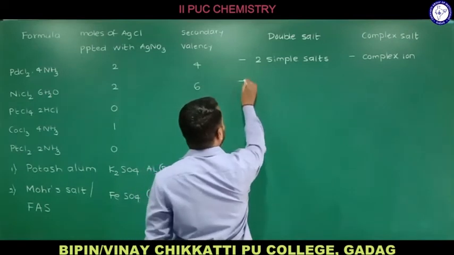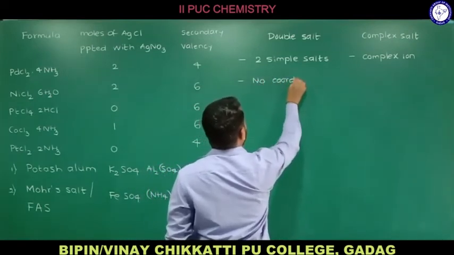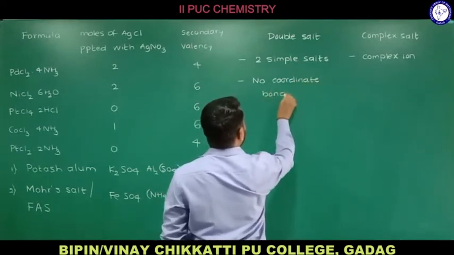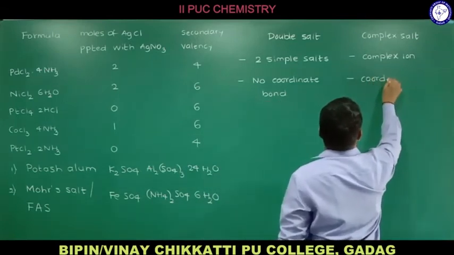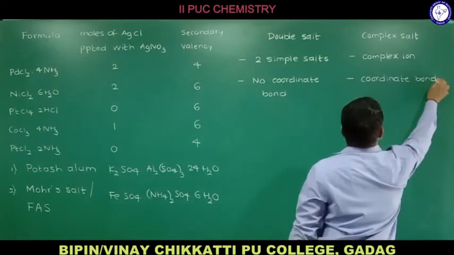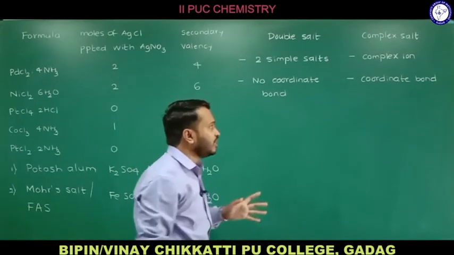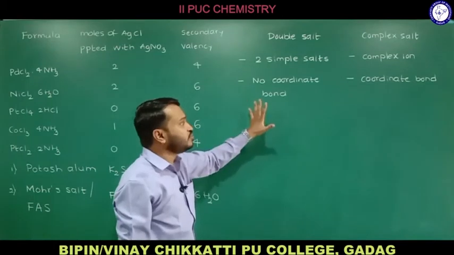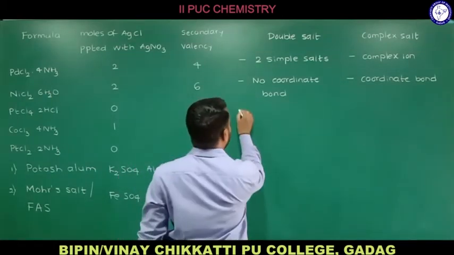In a double salt we don't have a coordinate bond, no coordinate bond. We are not going to observe any coordinate bond, whereas in the case of a complex salt of course we have a coordinate or dative bond. A coordinate bond is formed when a ligand donates a lone pair of electrons to the central metal atom. There is no question of ligands and central metal atom, so there is no presence of a coordinate bond in the case of a double salt. Of course we have a coordinate bond in the case of a complex ion.